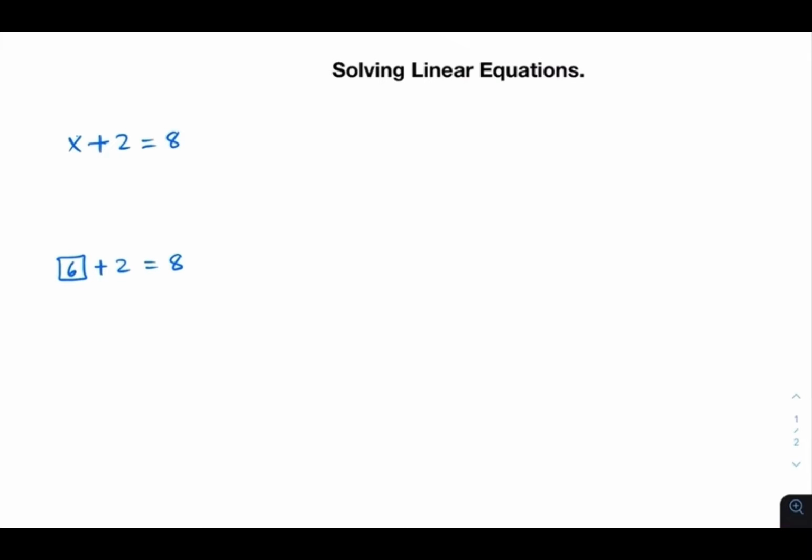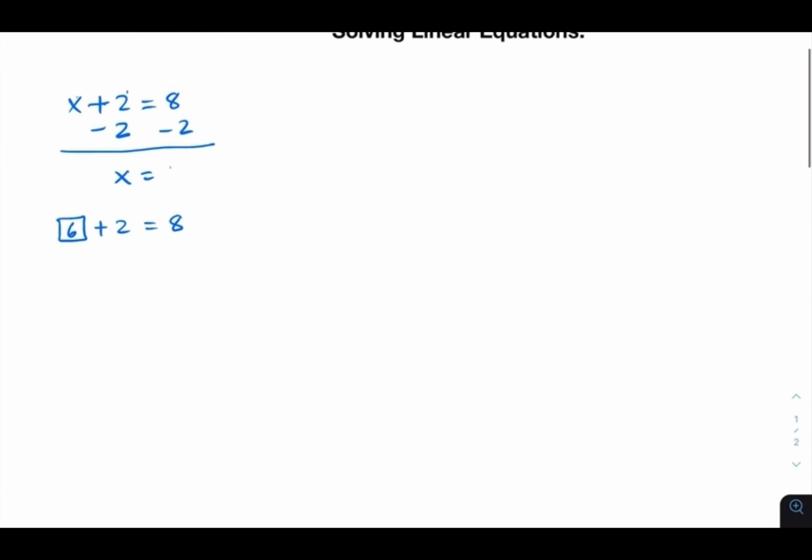Whenever you're solving the linear equation for the variable x here, you want to undo the operations. Here you have positive 2, x plus 2. You want to do the opposite operation of positive, so you want to get rid of that 2. You subtract 2 on both sides, because the opposite of positive is negative. Positive 2 and negative 2 is a 0, and then you're left with the variable x. Now 8 minus 2 gives you a 6, and that's how you got that 6.